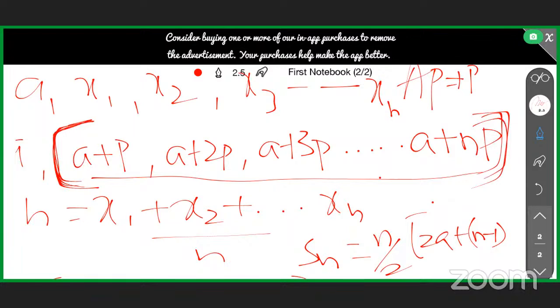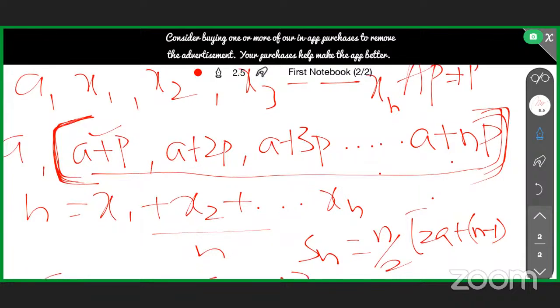Now what is my first term here? A plus P is my first term. And what is my last term here? A plus NP. See, from here to here, how many terms are there? Look at the question carefully. Tell me the answer. How many terms are there from there to there? N terms.